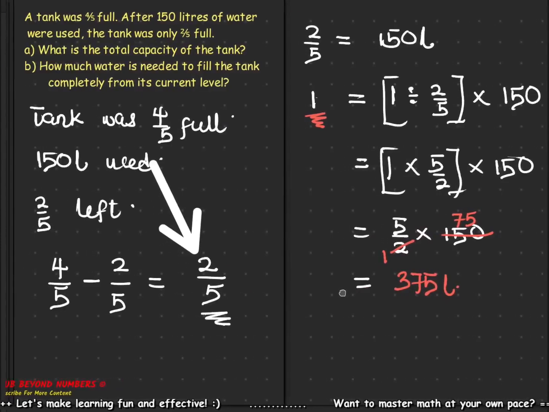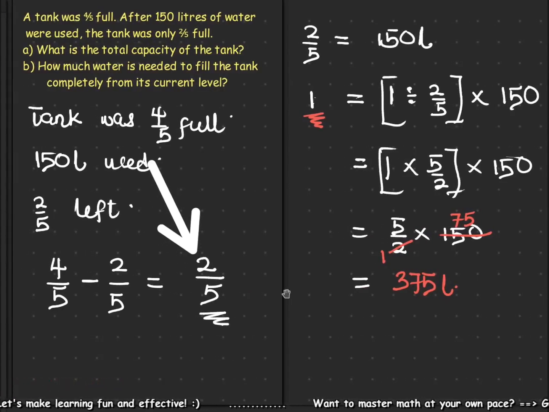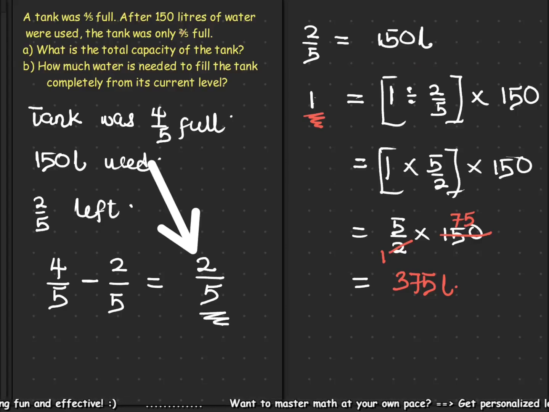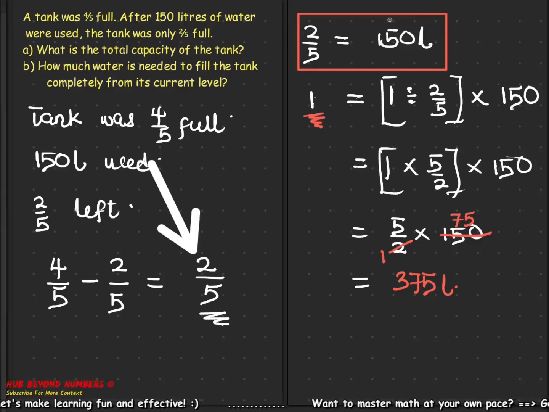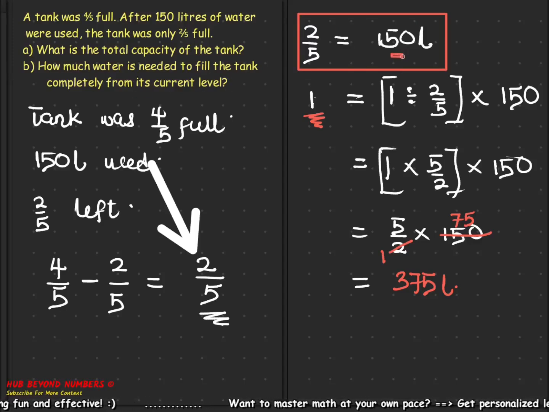Now the next one says, how much water is needed to fill the tank completely from its current level? What is the current level of the tank? We were told that the tank was just 2/5 full. From our initial solution, we have realized that. So we know this from the initial part of the question. All right. Now, how much water is needed to fill the tank completely from its current level? This is its current level.